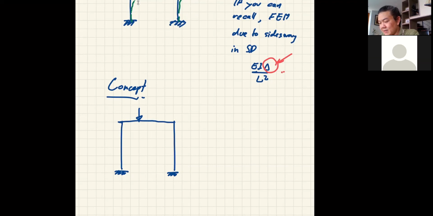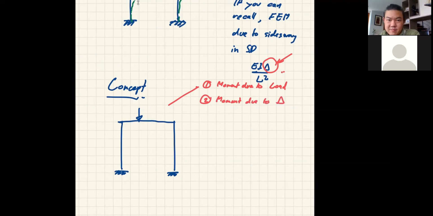So if you have a case like this, now you know you're going to have both moment due to the external load and moment due to side sway as well, because the unsymmetric loading condition will push the frame to have the lateral displacement. So it's safe to say that this frame will have, first, moment due to the external load itself. Second is moment due to lateral displacement or delta. The two cases now.